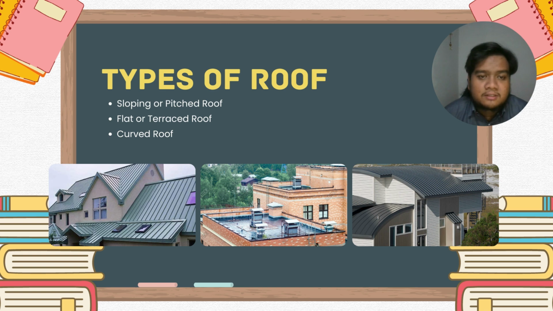The second one is the flat or terrace roof. This type of roof has a slope of less than 10 degrees and is either horizontal or nearly horizontal. Even a completely horizontal roof must have a slight incline at the top to allow rainfall to drain quickly.